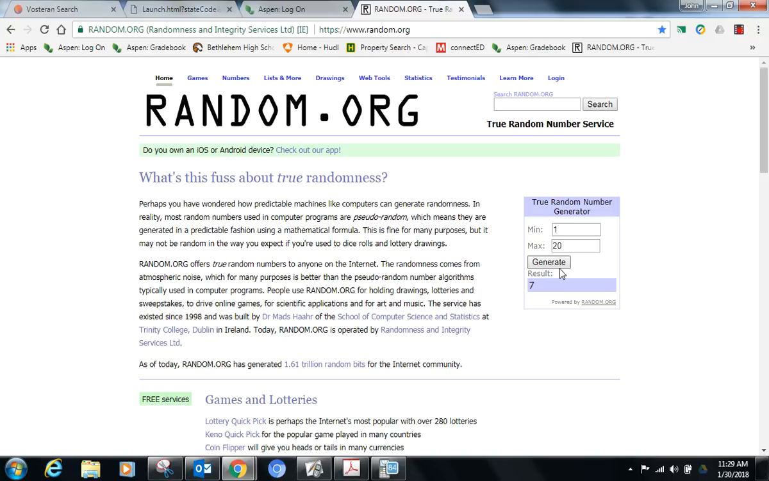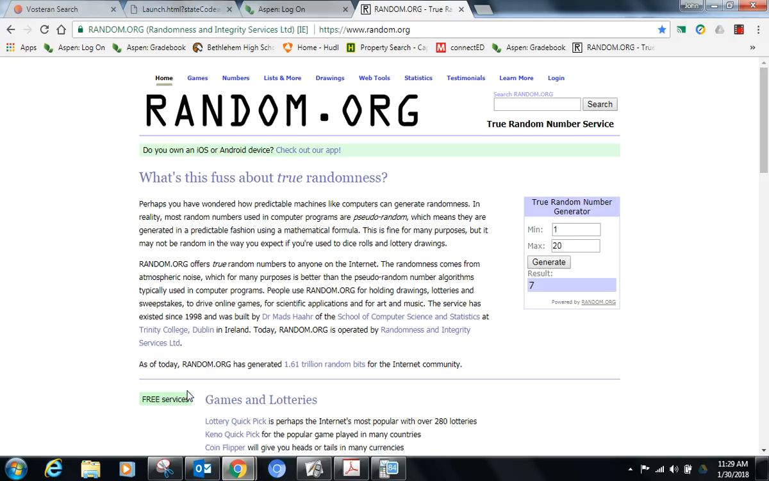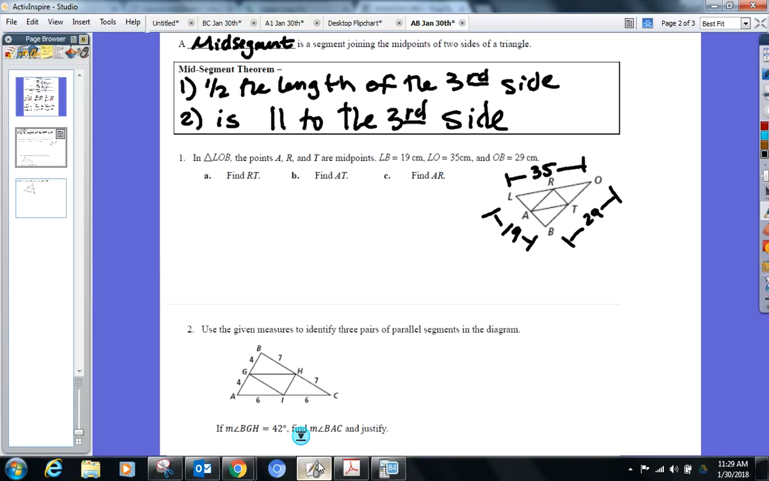Who's got 7? Amy, in the directions, what did they say A, R, and T were? Midpoints. That makes RT, AT, and RA a what? Mid-segments. Okay, that's all I needed. Now that I know they're mid-segments, let's figure out the values. Who has 2? Will, here we go.